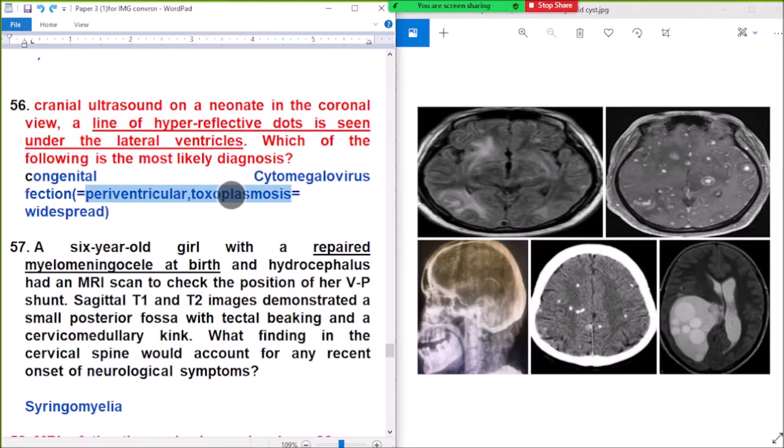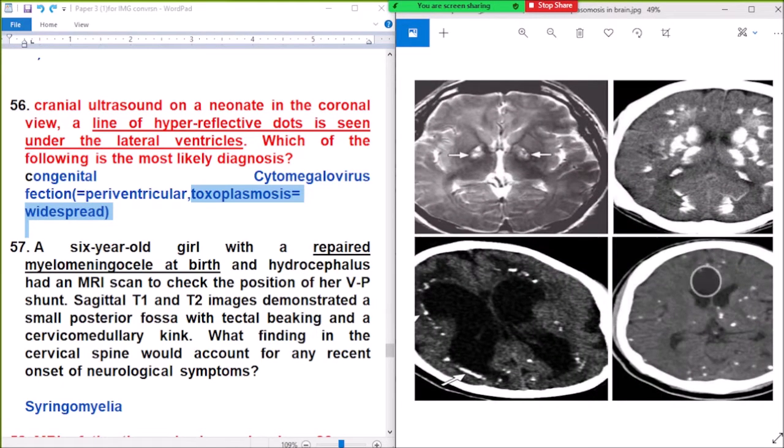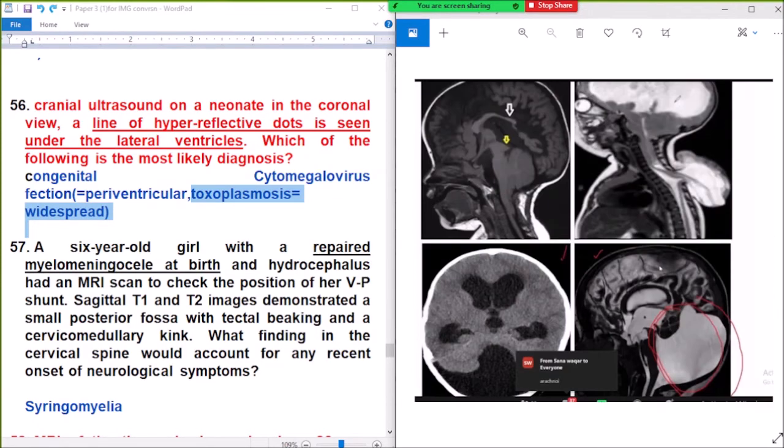Periventricular dots suggest cytomegalovirus, while toxoplasmosis is widespread. Okay, congenital cytomegalovirus has periventricular calcification or highly reflective white dots, and toxoplasmosis has widespread dots. Next, question 57.